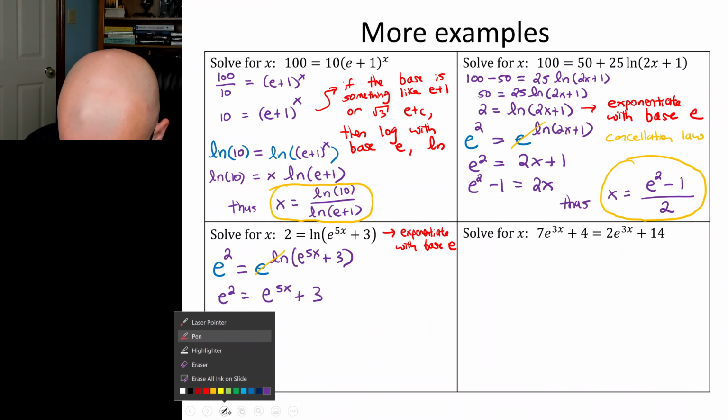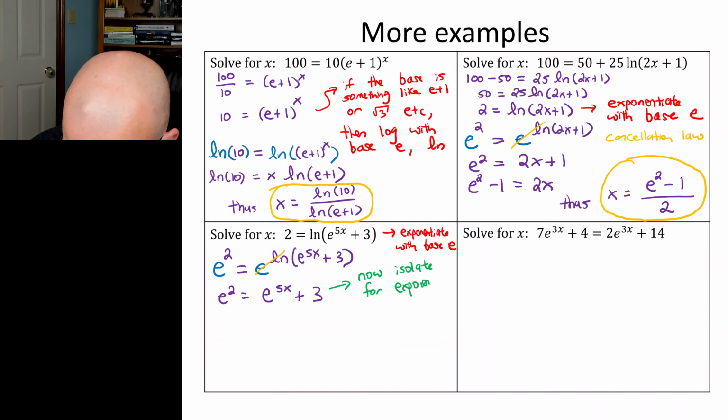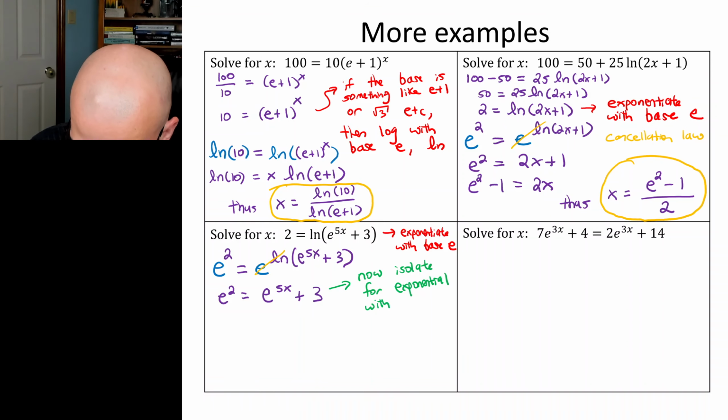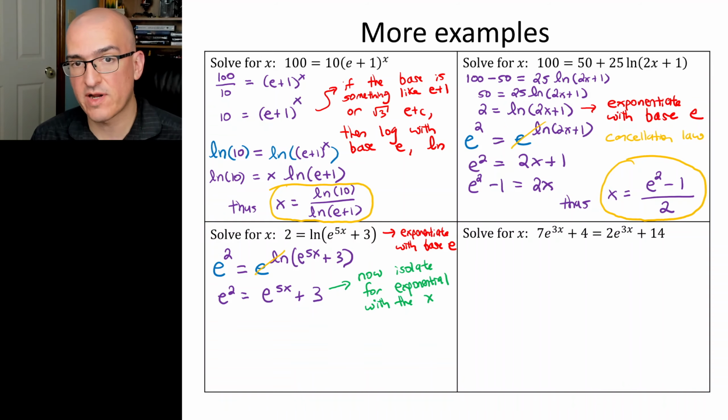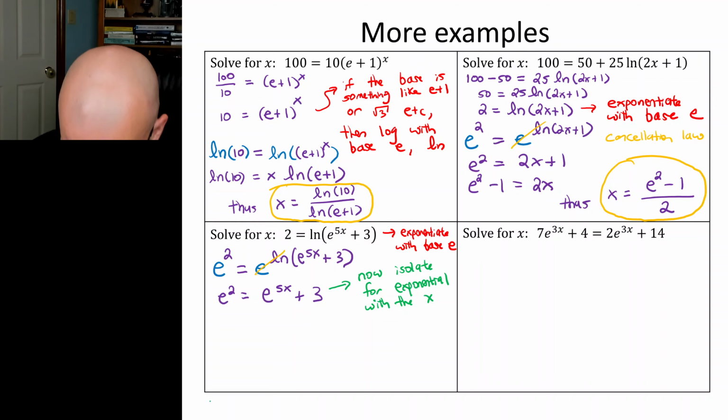Now we isolate for the exponential. Now it's the exponential with the x, since it's the x that we're trying to solve for. So I'm not going to try to isolate for e squared. If I had e squared plus something, I wouldn't try to get that all by itself. I want the e to the 5x all by itself. So I'm going to subtract 3 from both sides. e squared minus 3 is equal to e to the 5x.